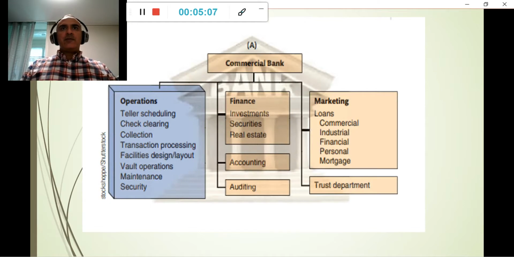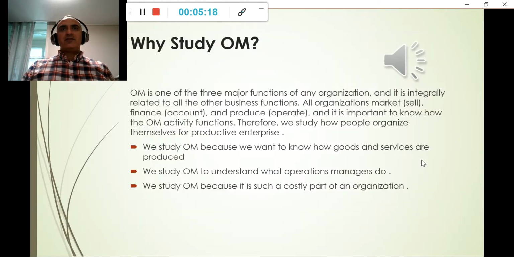So here, for example, you can see the example of a commercial bank, how they have the operations, which is you go to the bank, they attend you, they have the finance in terms of how they run the money, and the marketing. So anyways, that one you can read on your own.